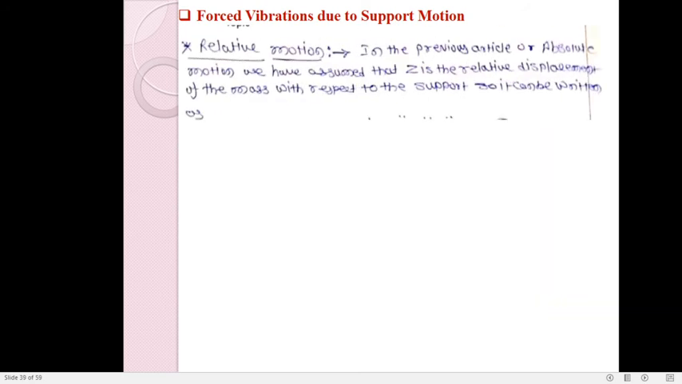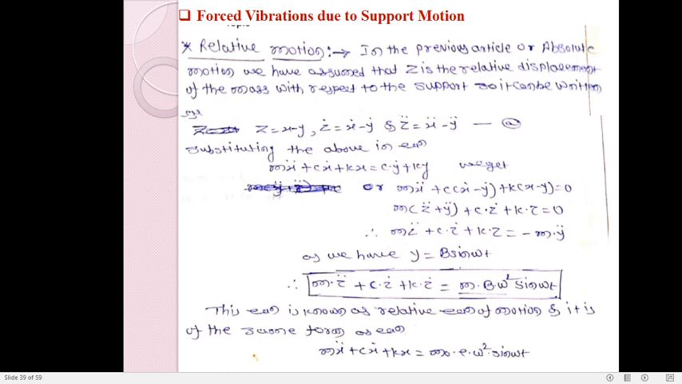Now, another way to solve the forced vibration due to support motion is to consider the relative motion. In the previous article we considered the absolute motion. Here we assume that z is the relative displacement of the mass with respect to the support, so it can be written as z is equal to x minus y. Similarly, z dot is equal to x dot minus y dot, and z double dot is equal to x double dot minus y double dot. Let us call it A.